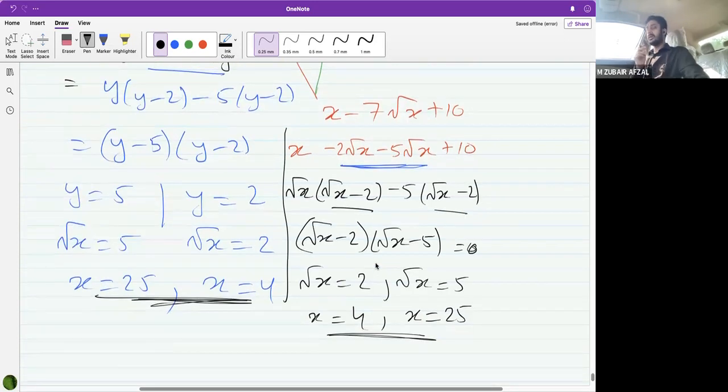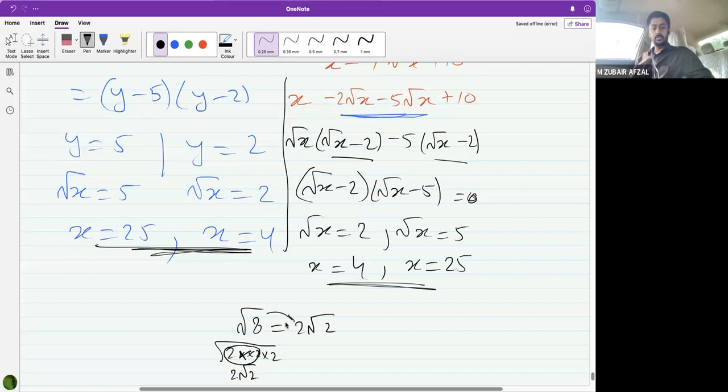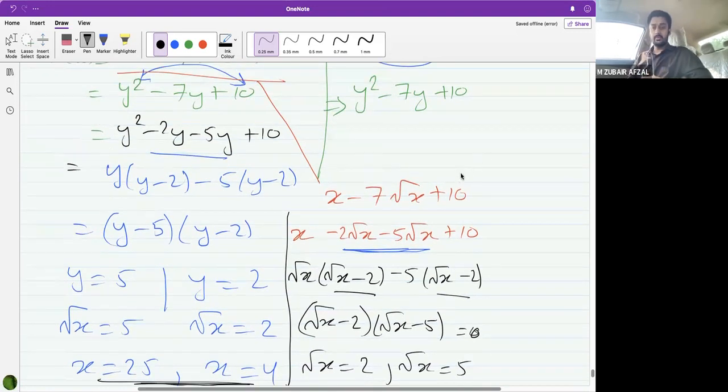That also depends on your practice. If you're comfortable with this, like in chapter 1, topic 1, indices and surds, if you have that much practice, you'll be comfortable with this as well. Like if I say square root 8, I can write it as 2 square root 2. This is 2 times 2 times 2 under the root, making a pair of these twos, 2 comes out and 2 is inside. So you have to be strong and comfortable with surds in order to choose the method done on the right side.